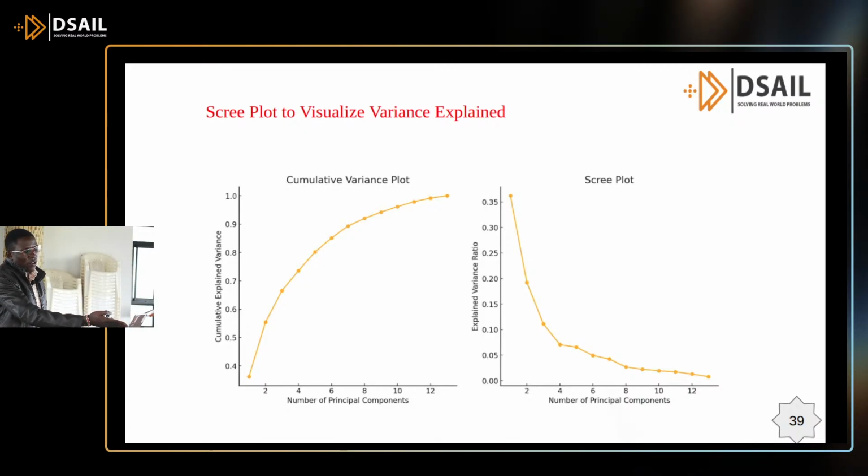So to decide the number of components, it's also up to you to decide, okay, I want 80%. Somebody else will say, if 5 principal components are able to explain 80% of my variance, I'm okay with that. Somebody else will say 80% is too low, I want 90% or 95%. So that's up to you to decide which one to go for.